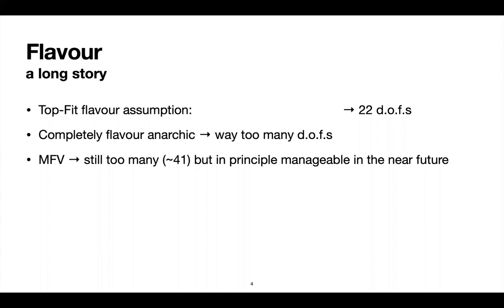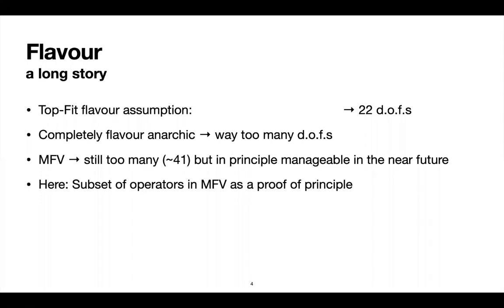There are still too many operators or coefficients for now, but in principle, this is manageable in the near future. So what we do here is we look at the subset of the relevant operators in MFV, really as a proof of principle on what you can gain and what you can learn on the flavor structure by combining top and B measurements.